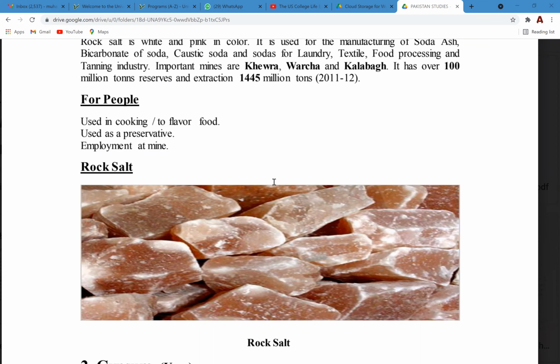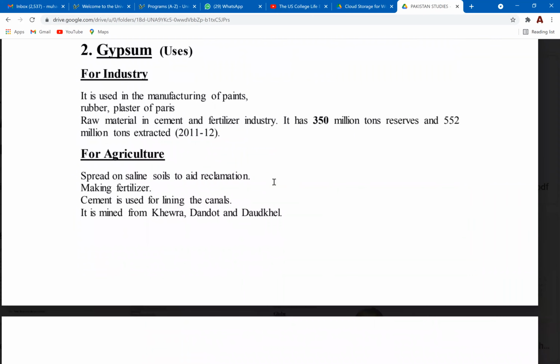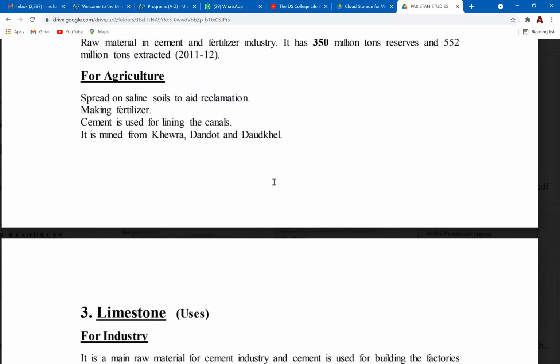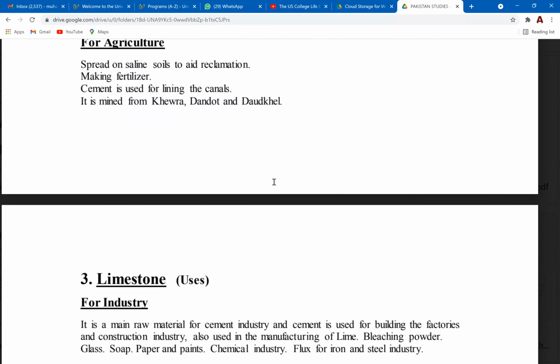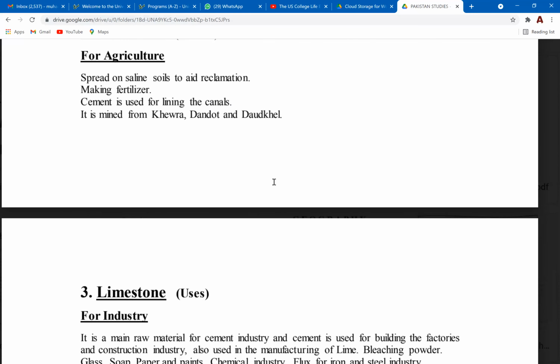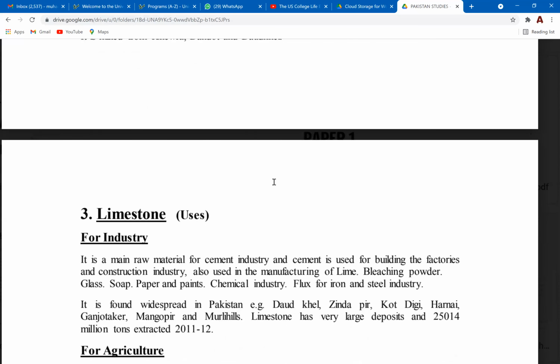Okay, so gypsum. Gypsum is another type of non-metallic mineral. It's used for the manufacturing of paints. It's a raw material for the cement and fertilizer industry, and it's also used in agriculture because gypsum basically reduces the salinity of soils. Saline soil that has a lot of salt content is not good for plants. Once you spread gypsum, it reduces the salinity of soils, and soil without salt content is definitely good for agricultural purposes. Gypsum is also used for lining of canals, and it is also found in Khewra district, Dadu, Fields and Dodes. All of these are areas where you can find gypsum.